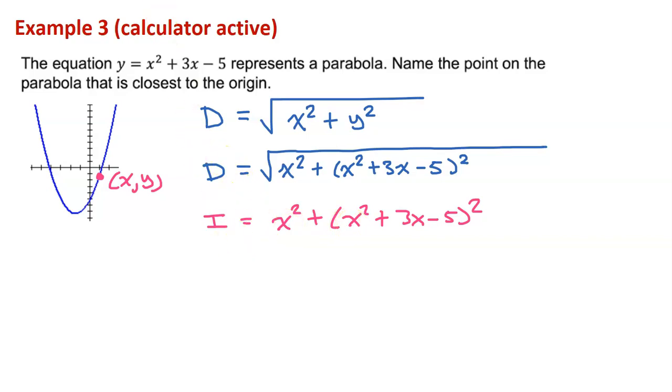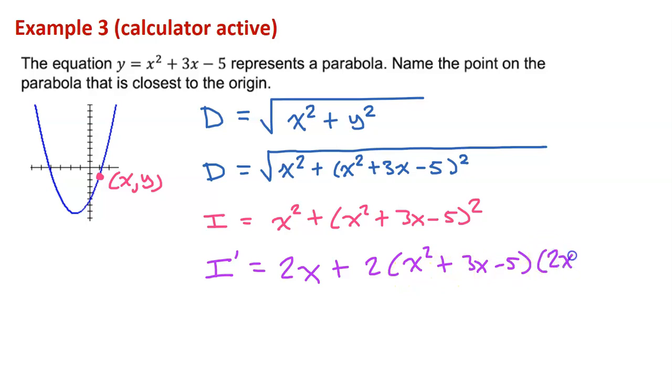And to do that, we need to find I prime and then find the critical values. So for the first term, we have 2x. Now a little bit of chain rule. The 2 comes out to the front, so we have 2 times x squared plus 3x minus 5. And now we multiply by the derivative of the inner function. So we multiply by 2x plus 3. So this is I prime.